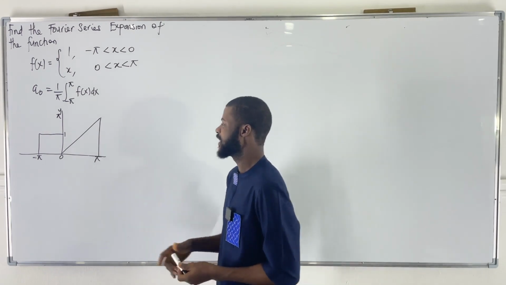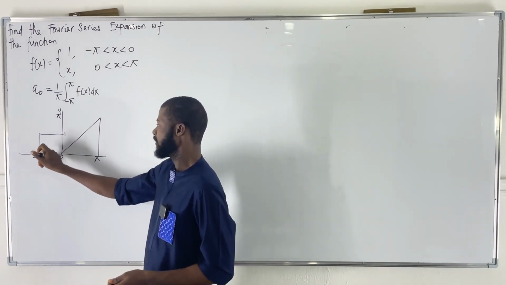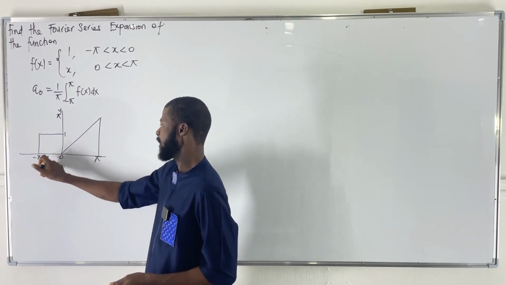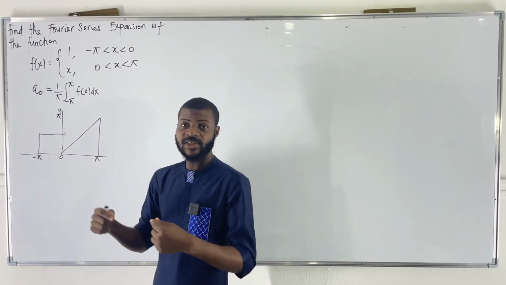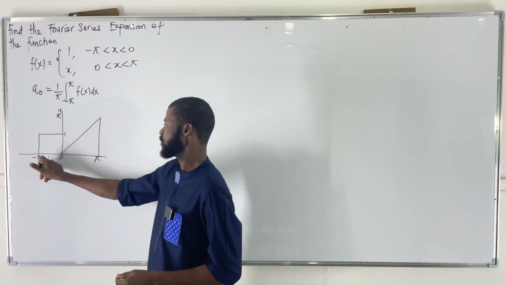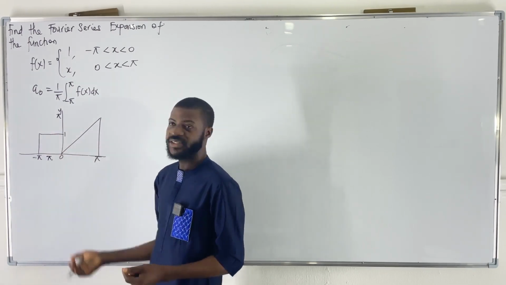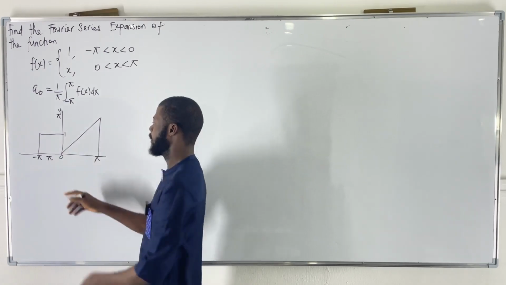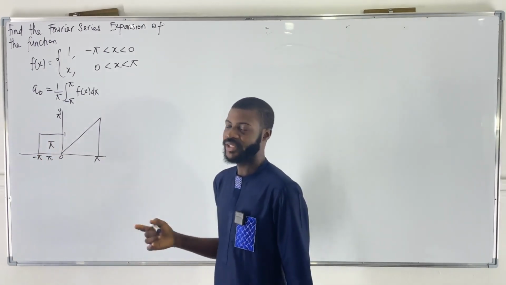Okay, so let's find the area of these two parts. The area of this one is a rectangle, right? So area is length times breadth. From here to here is pi, because we have 0 to minus pi, but we can't say minus pi because distance is always positive. So from here to here is pi. Then here to here is 1. So what is the area? Area is length times breadth. Pi times 1 is pi. So the area of this rectangle is pi.